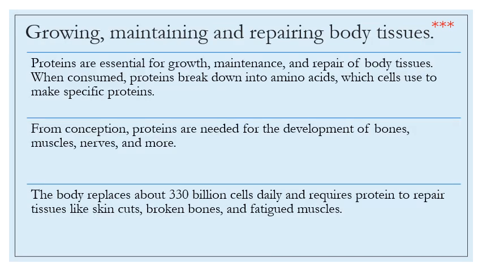So why is it important? Well, our proteins are involved in growing, maintaining, and repairing our body tissues. They're essential for growth, maintenance, repair. And when consumed, proteins are broken down into our amino acids. So we talked about how there are 9 essential amino acids, and there are a total of 20 amino acids, and 11 are classed as non-essential.